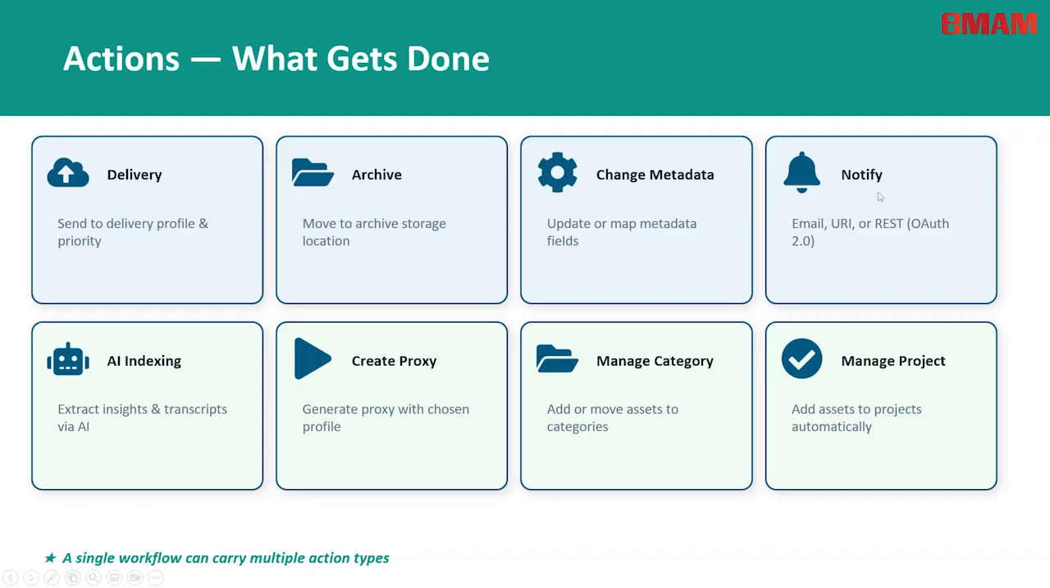Notify: send notifications via email, URI, or REST calls with OAuth 2.0 support. That means we can call external systems through the REST API. AI indexing: extract insights and transcript using the AI services. Create proxy: generate a proxy with a chosen transcoding profile. Manage category: add or move assets into different categories. And manage project: add assets to projects automatically.